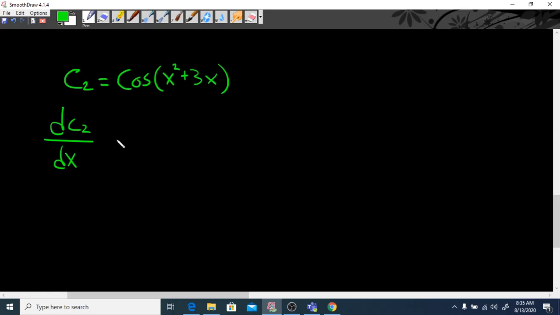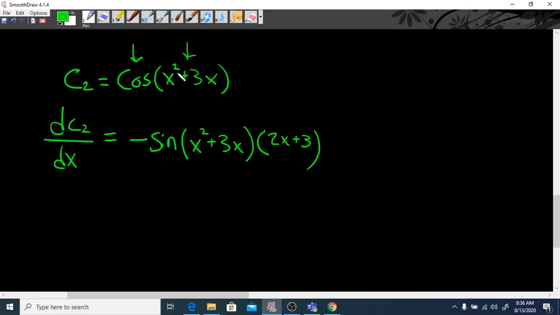Anyway, let's do this. dC2 dx. Again, the outermost function is cosine. So the derivative of cosine is negative sine. Now the input is the function f, which I'm going to keep just like this. Okay, so I've handled the outermost. Now I go inside, okay? So I'm going to multiply by the derivative of the inside. All right, so this is going to be 2x plus 3. And that's it for that.